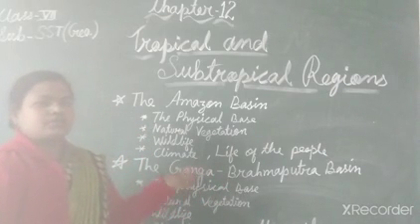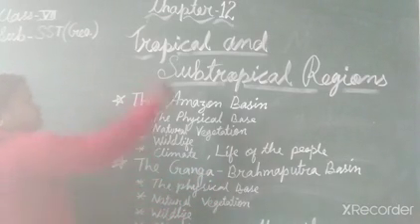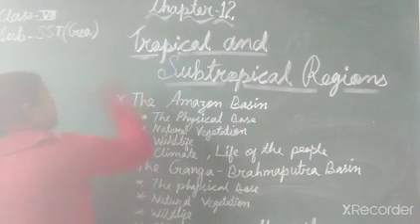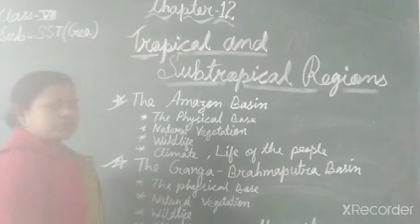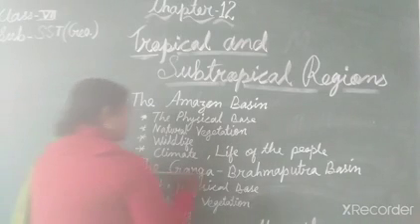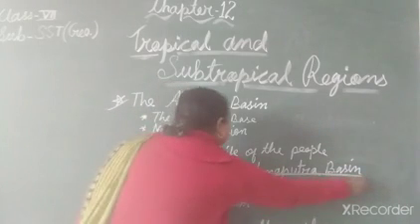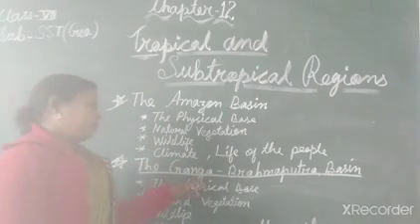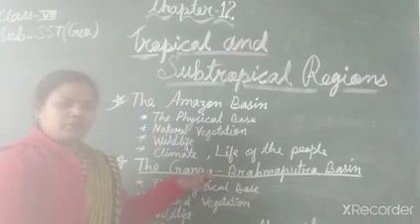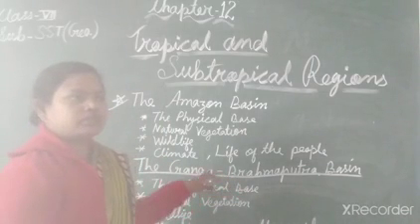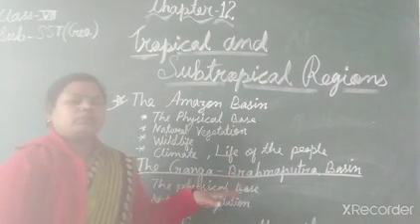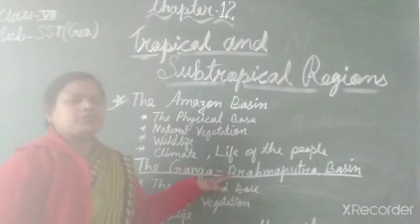It means the regions which are tropical and subtropical. The tropical region is the Amazon basin, and the subtropical region is the Ganga Brahmaputra basin. See, this Ganga Brahmaputra basin is in our country. The plain areas of Ganga and the Brahmaputra are near the states of Bihar and Bengal, especially in Bengal.